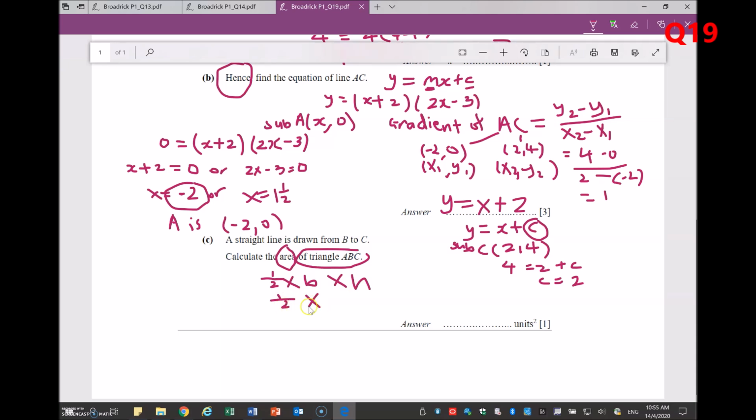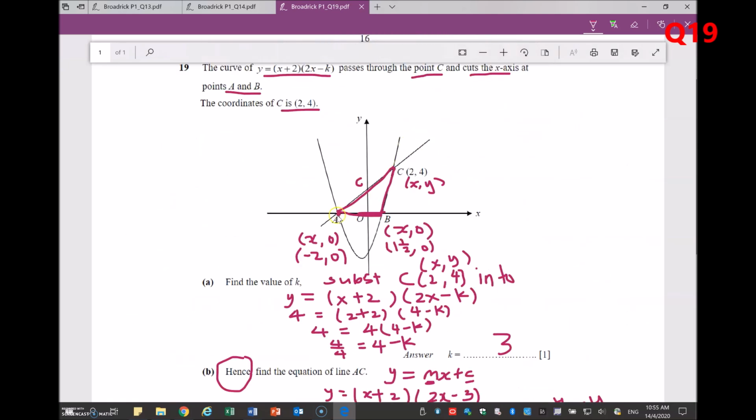So where's the base for this triangle? The base would be the length AB. So what is the distance between point A and point B? I will take 1.5 minus away -2. So it's actually a difference of 3.5 units here. From -2 to 1.5 is actually a difference of 3.5 units.